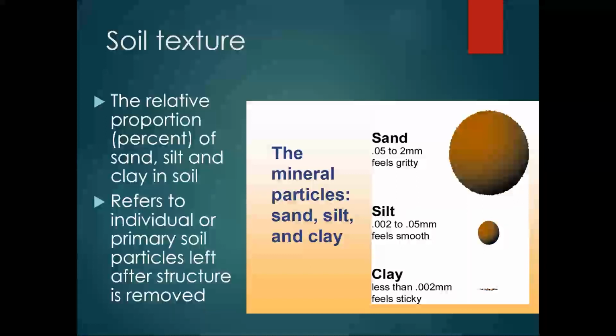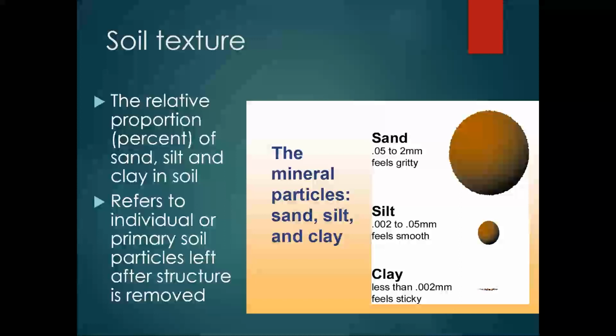The gritty stuff was sand. Smooth feel to it was the silt. Sticky was the clay. And they could tell then by the proportion of those sensible textural feels what the percent of the sand, silt, and clay would be in that soil, and begin to categorize its texture. But there's a couple of things I want you to know about these that go beyond just their size, okay?